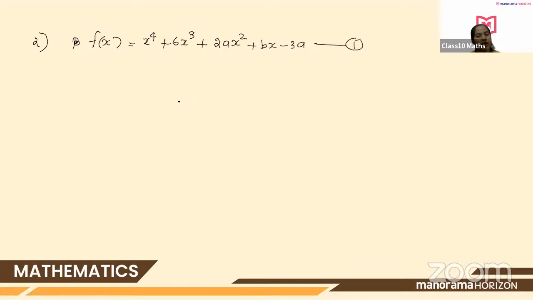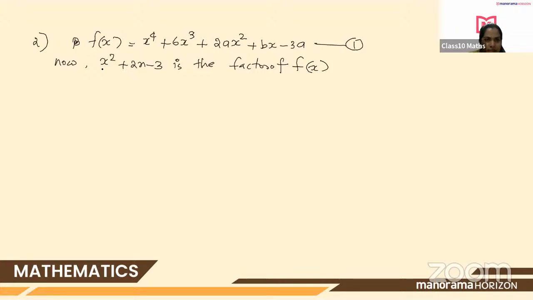Okay, so we have to find a and b. Another polynomial is given: x square plus 2x minus 3. It is given as a factor of this polynomial f of x.